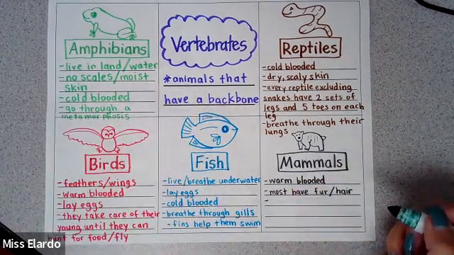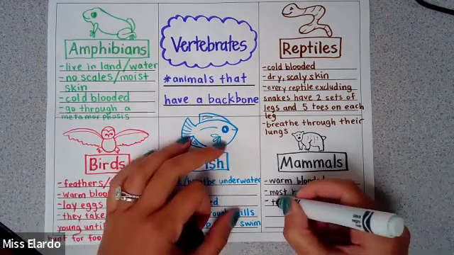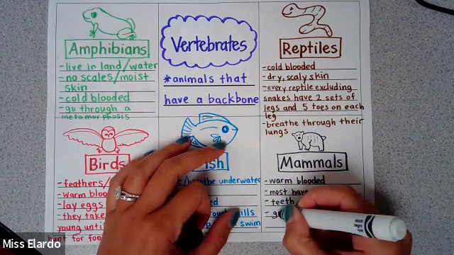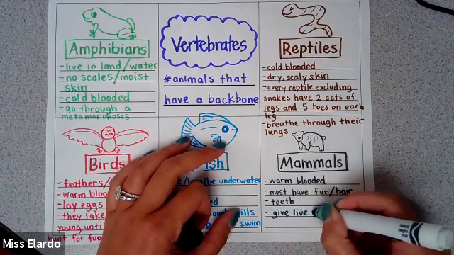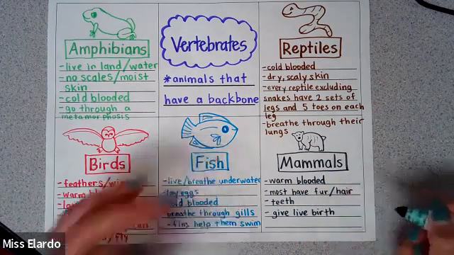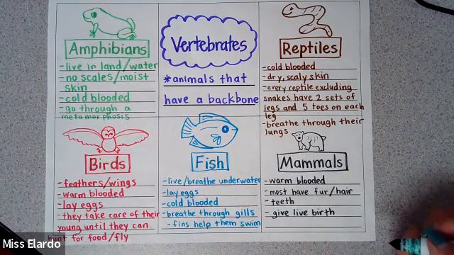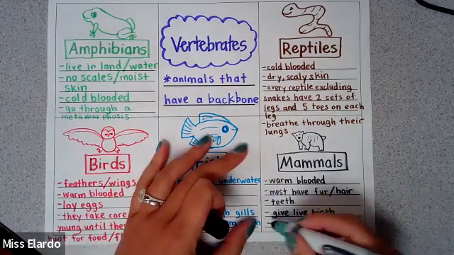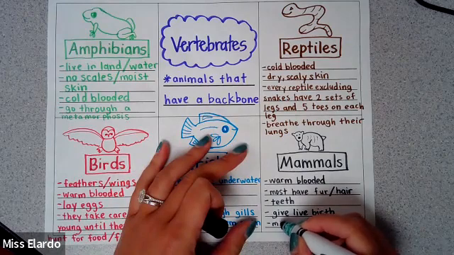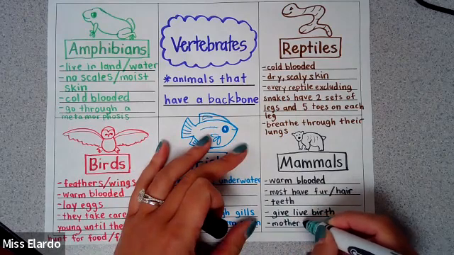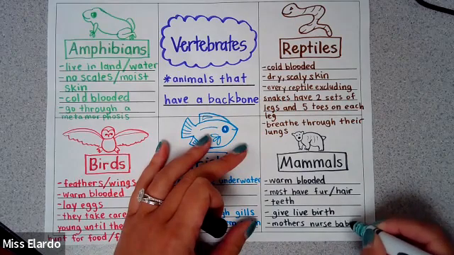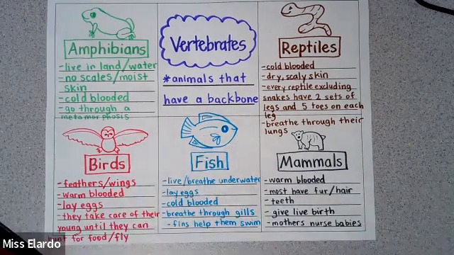Mammals also have teeth. Mammals give live birth. That means it does not have an egg. Mammals have babies that are just babies. They don't come out of an egg. And lastly, mammal mothers nurse their babies with milk. So whales, surprisingly, are mammals.